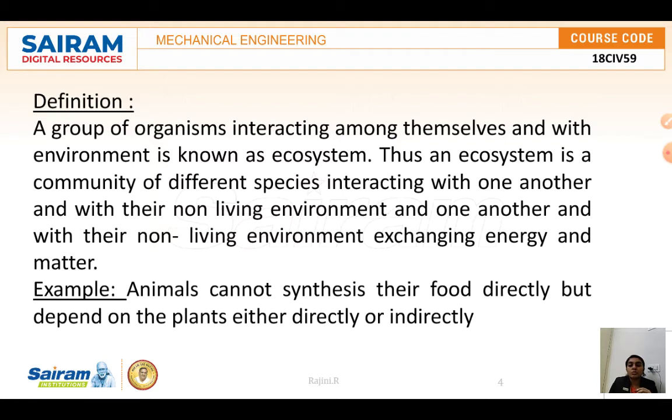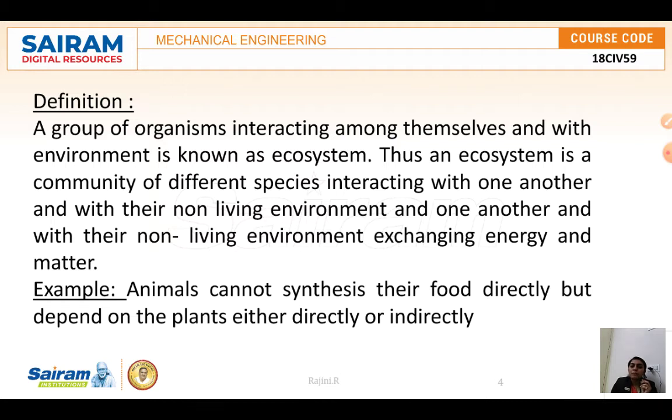Thus an ecosystem is a community of different species interacting with one another and with the non-living environment, exchanging energy and matter. For example, animals cannot synthesize their food directly but depend on plants, directly or indirectly. And also an ecosystem is a geographic area where plants, animals and other organisms, as well as weather and landscape, work together to form a group. They form the group to lead a life.